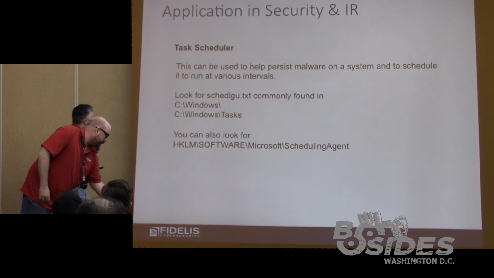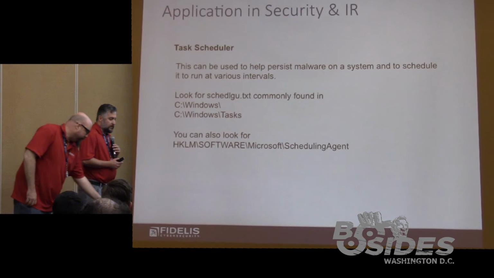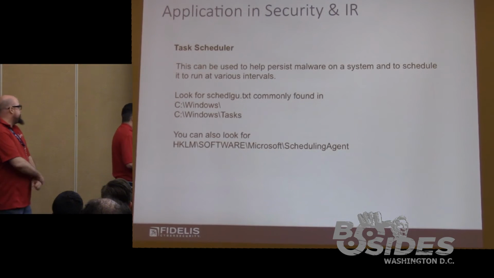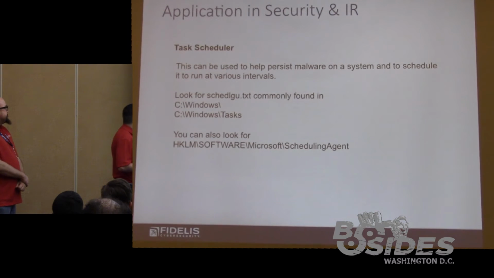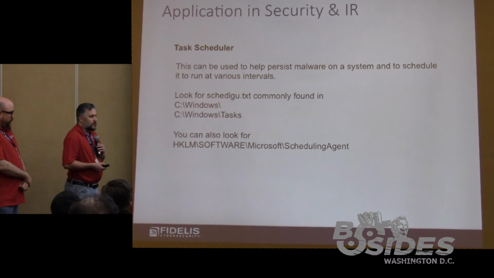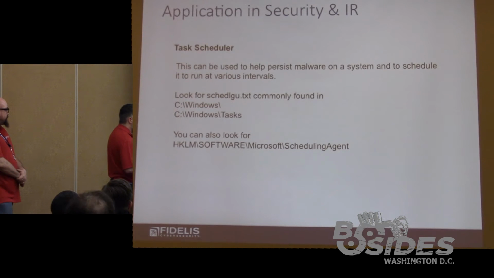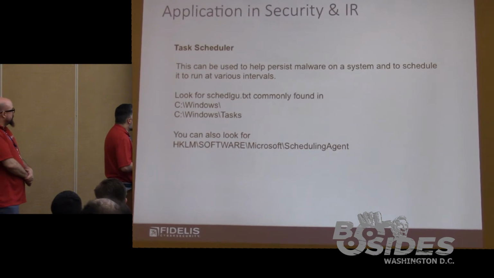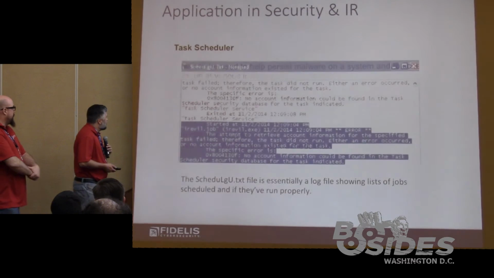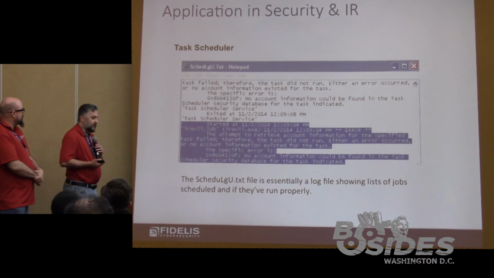And one last thing I'll talk about here is the task scheduler. This is basically another method for persistence. And you can see we've got this schedlgu.txt file that, depending what version of Windows you're running, can be located in a couple of different places, either under the Windows directory or Windows tasks. And it's just a nice log file, basically, that gives us some information about a particular task or job that's been scheduled on the system.